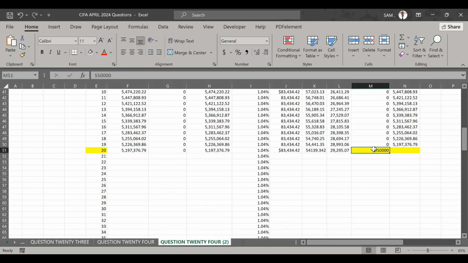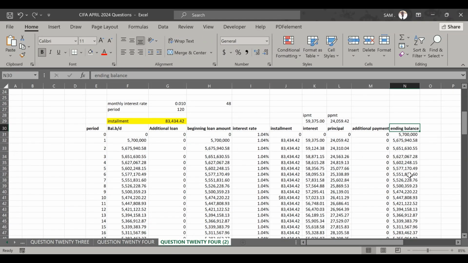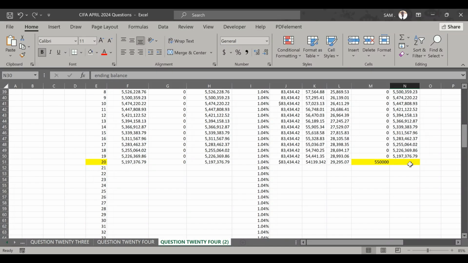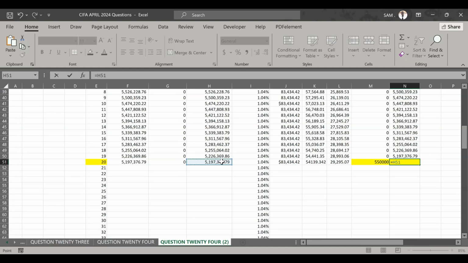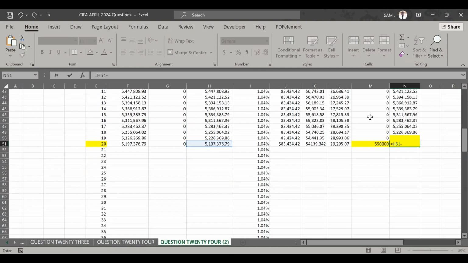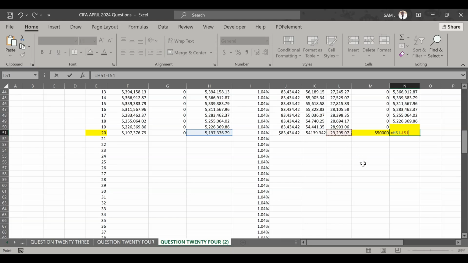Now, we have 550. How do we compute the ending balance? The ending balance we compute by picking the opening loan balance, right? Then we deduct the principal amount which is being repaid. How much is it? I refer to that cell where we have the principal loan amount, which is now 29,295, like that. Then I also take into effect the additional lump sum amount that we are paying to reduce our loan.